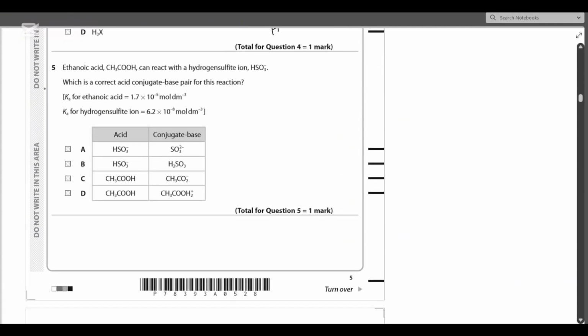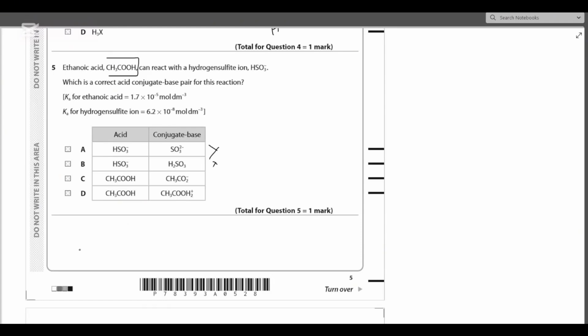Ethanoic acid can react with hydrogen sulfite ion. We have HSO3 minus. Very carefully, which is a correct acid conjugate base pair for this reaction? Now, for the correct acid base pair, the ethanoic acid is reacting, so the acid will obviously be reacting with the HSO3 minus. So the acid is obviously CH3COOH. So A and B are already cut. Among C and D, we need to check which one is the correct answer.